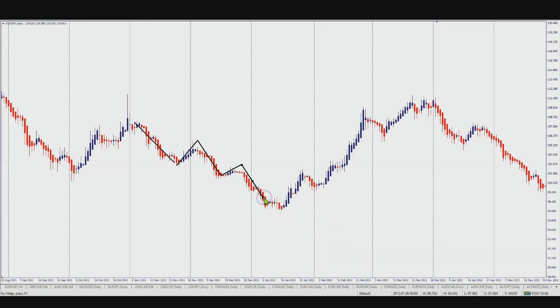But for now, let's just call it a lower low. A lower high. Did not make a lower low. Antennas are up. We may have a reversal on the horizon.